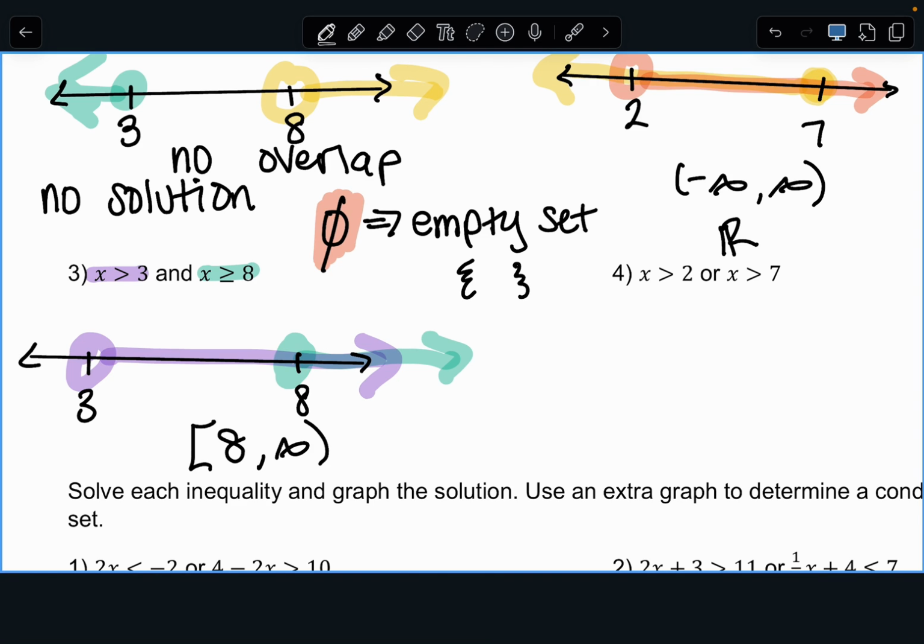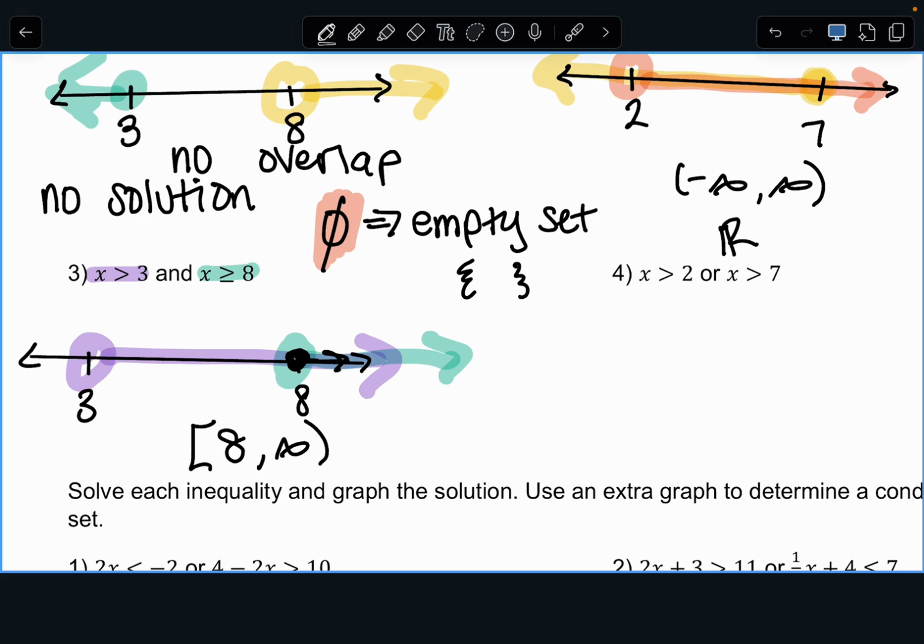And Delta Math wants you to graph these condensed solution sets too. So we could graph that. A closed circle at 8, pushing towards infinity. Questions on that one?